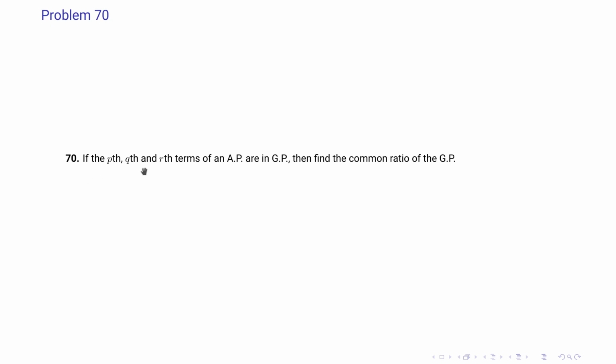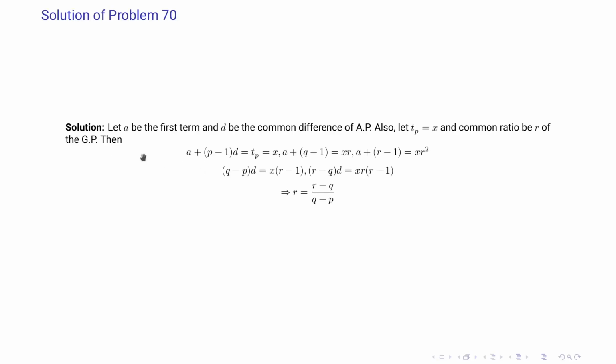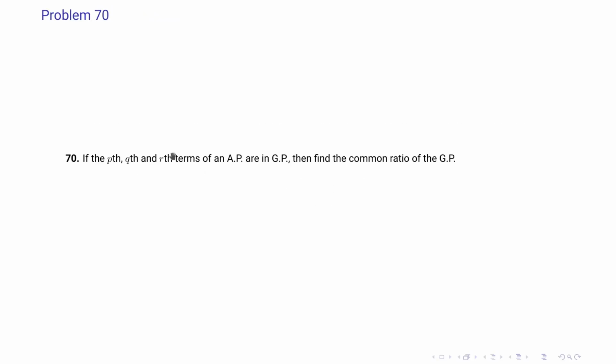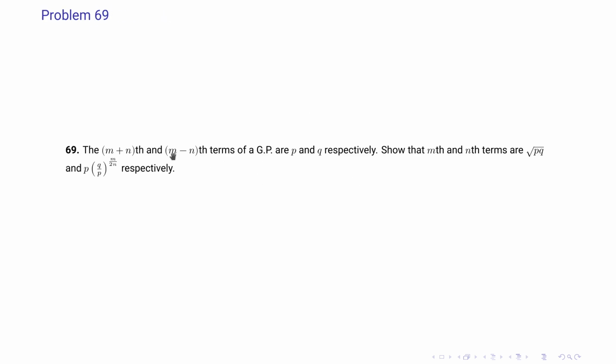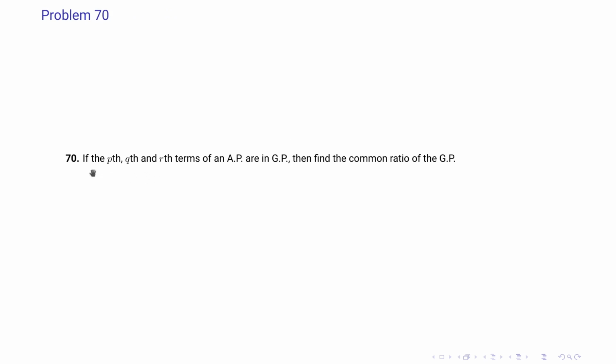If pth, qth and rth terms of an AP are in GP, then find the common ratio of the GP. So hang on, let me see if I missed any problem. No, I did not. So this is 69 and then this is 68. Okay. So problem 70 says that if the pth, qth and rth terms of an AP are in GP, then find the common ratio of the GP.